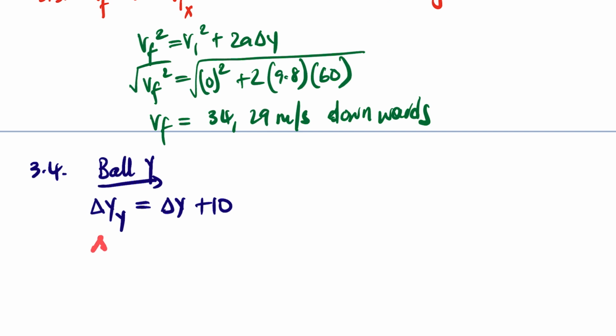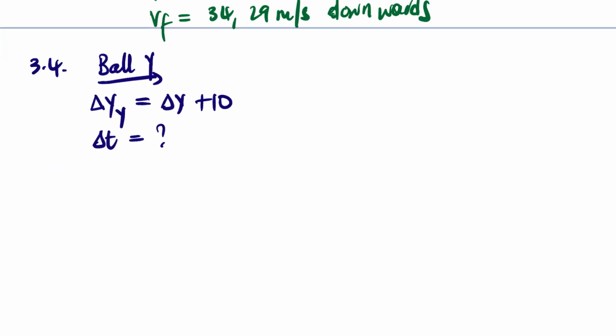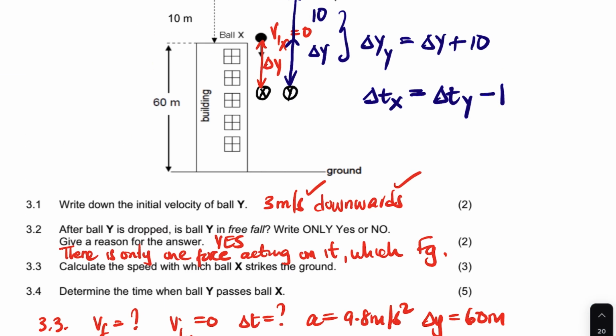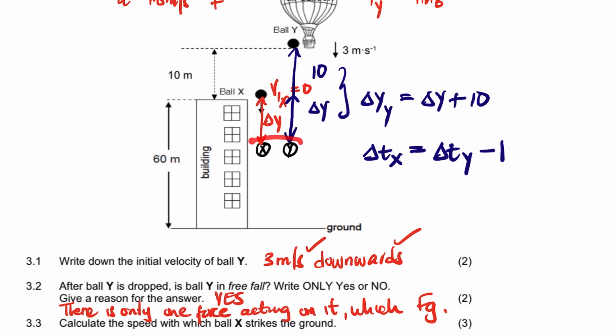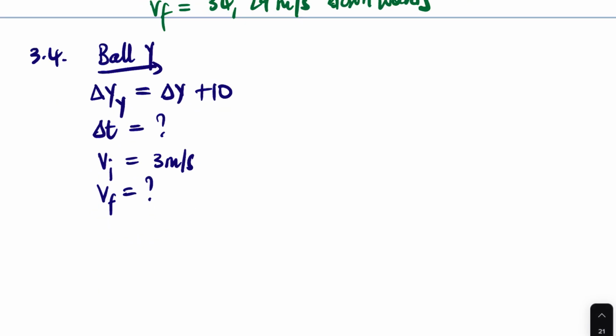We do not have the time for ball y. And what else do we have? We have an initial velocity for ball y. The initial velocity is positive 3 meters per second because it's going down, right? And then we do not know the final velocity when they meet for ball y here. The initial is 3 there, and when it gets there we do not know the velocity, so leave it like that.